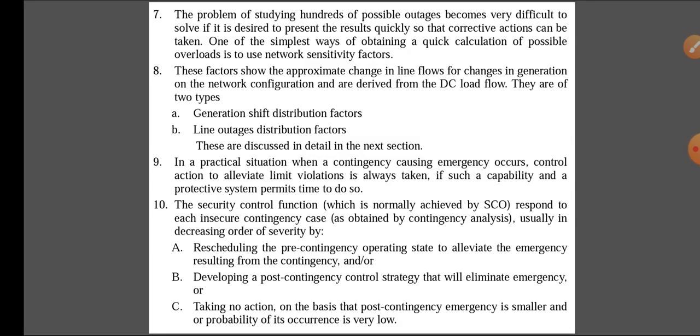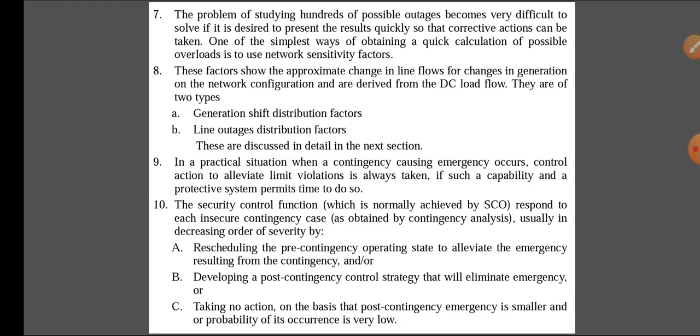How to use the sensitivity factor? We can do it in two ways: either we can go for the generation shift distribution factor or the line outage distribution factor. We will discuss these two points, the generation shift distribution factor and line outage distribution factor, in detail in sensitivity analysis.